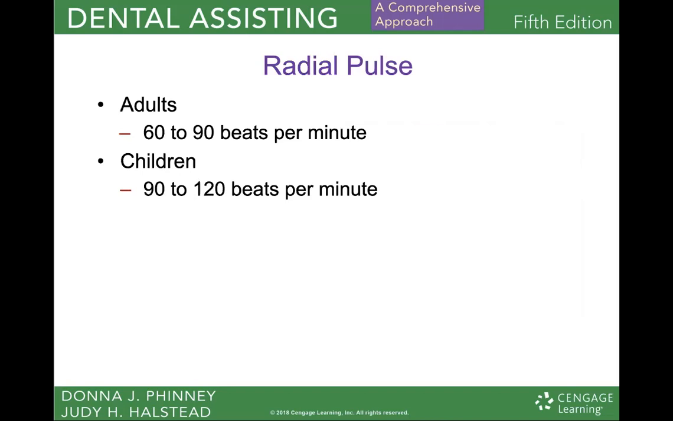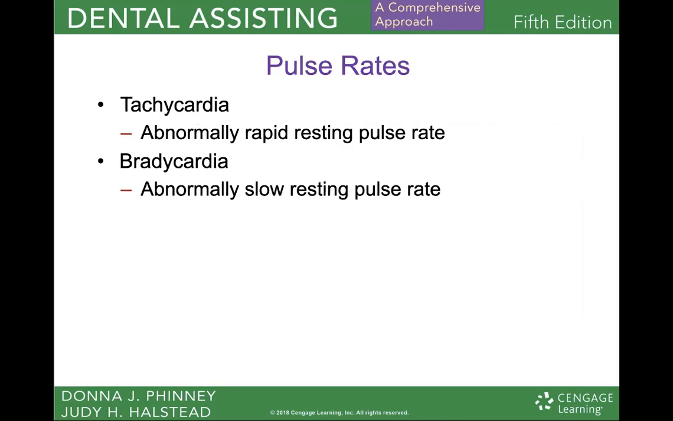For adults, a normal radial pulse should be anywhere between 60 to 90 beats per minute. In children, a normal radial pulse will be anywhere from 90 to 120 beats per minute. Tachycardia means that there is an abnormally rapid resting pulse rate, while bradycardia means an abnormally slow resting pulse rate.